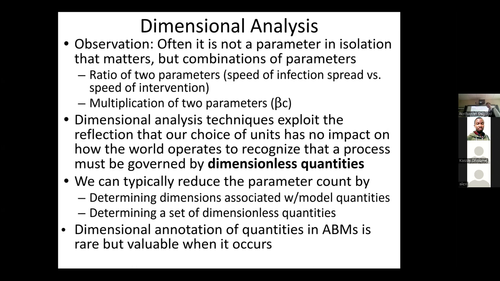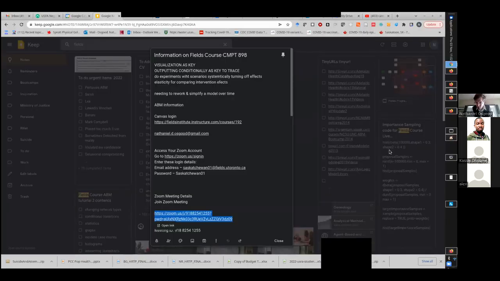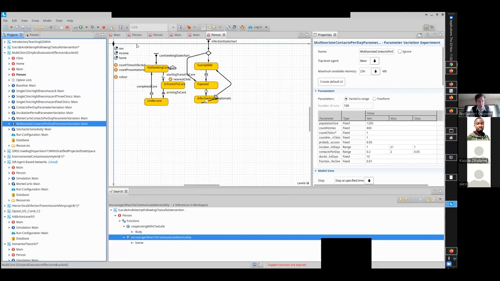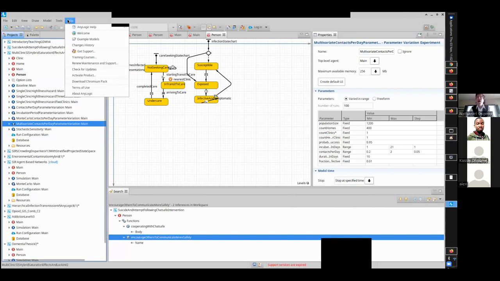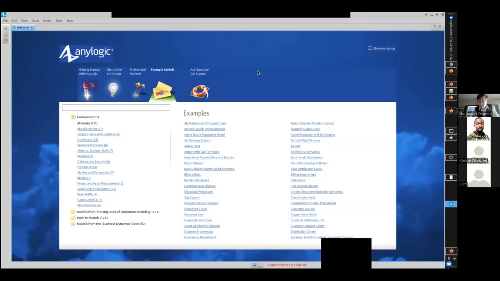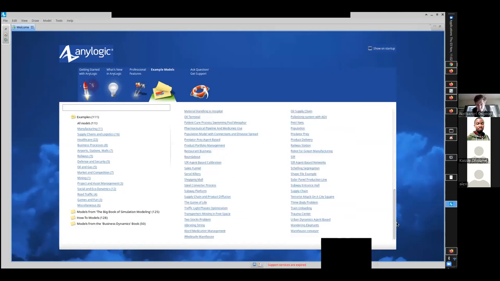And sometimes it's the multiplication of two parameters. So imagine you have an SIR model, in classic SIR. Well, gosh, let's go illustrate this. So I'm going to go to AnyLogic here and call up an example model, and we're going to open up one of the first models we saw in this class.